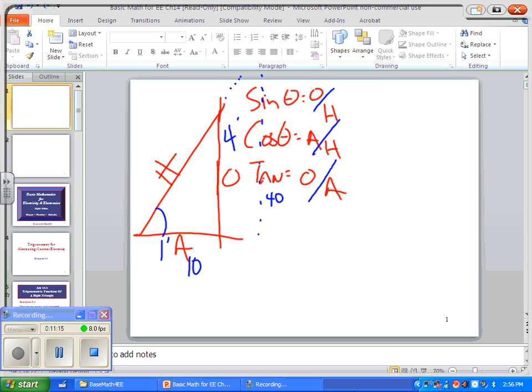But let's look at a simpler use. Let's assume that we just want to bend a piece of conduit.